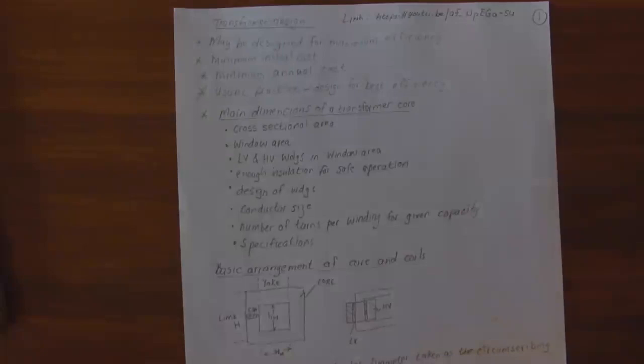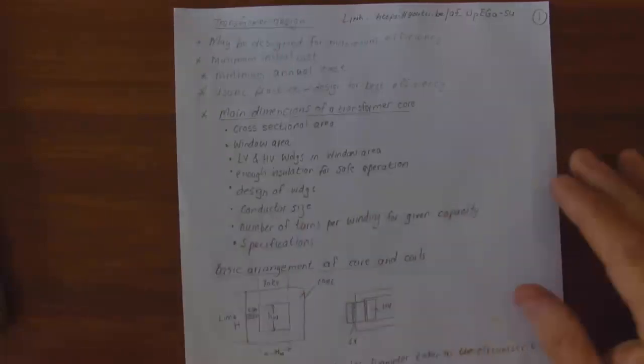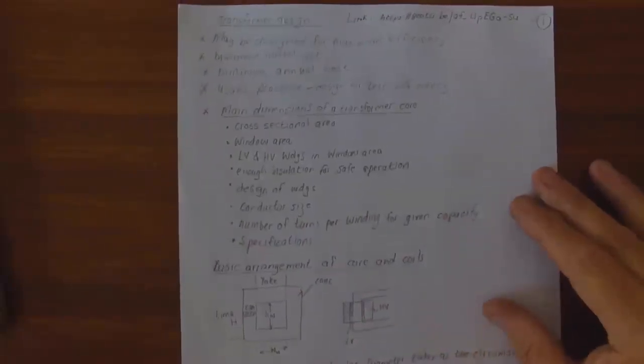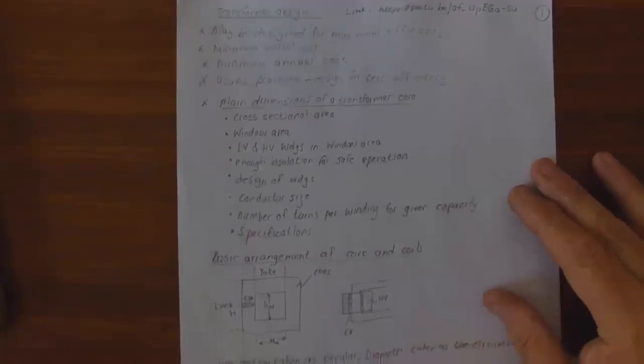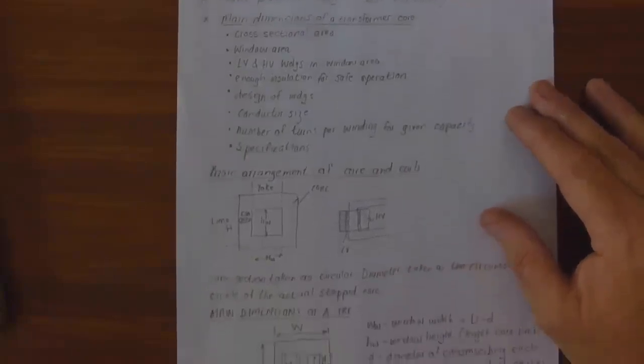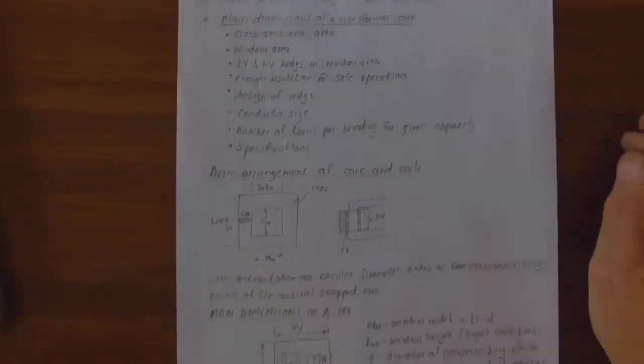Today we are going to look at transformer design. Now, a transformer may be designed for maximum efficiency, or for minimum initial cost, or minimum annual cost, but usual practice is to design for the best efficiency. Now let's look at the main dimensions of a transformer core.